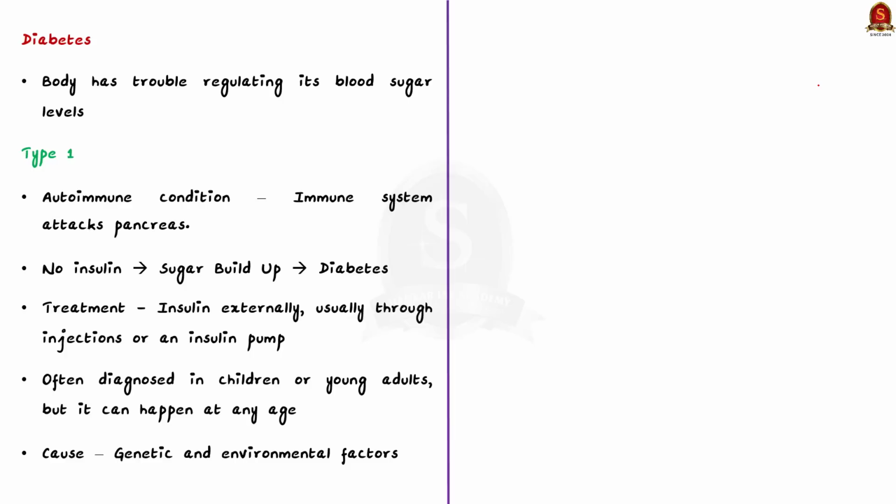People with type 1 diabetes need to take insulin externally, usually through injections or an insulin pump. This helps control their blood sugar levels and keep them healthy. Type 1 diabetes is often diagnosed in children or young adults, but it can happen at any age. The exact cause is still not fully understood, but it is thought to involve a mix of genetic and environmental factors. Moving on to type 2 diabetes.